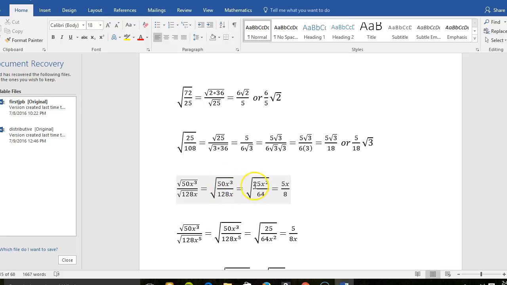2 goes into 50 25 times. 2 goes into 128 64 times. But hey, these are perfect squares. x squared is a perfect square.